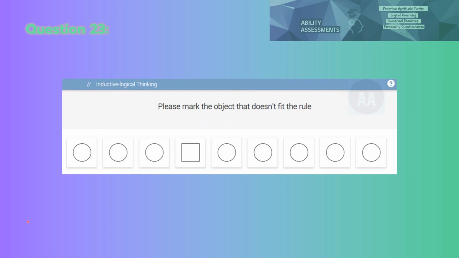Question number 23 is very straightforward. As soon as you have your glance, or as soon as you look at it, you can already see one that sticks out, and that is the square amongst all the circles. So immediately you have your answer. There's no need to do any further analysis. So this is your answer.